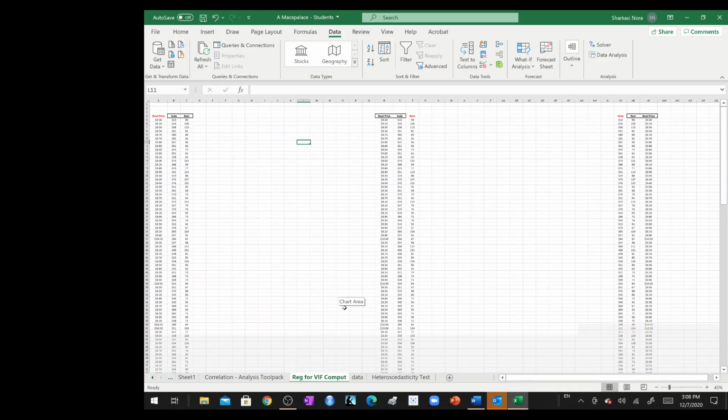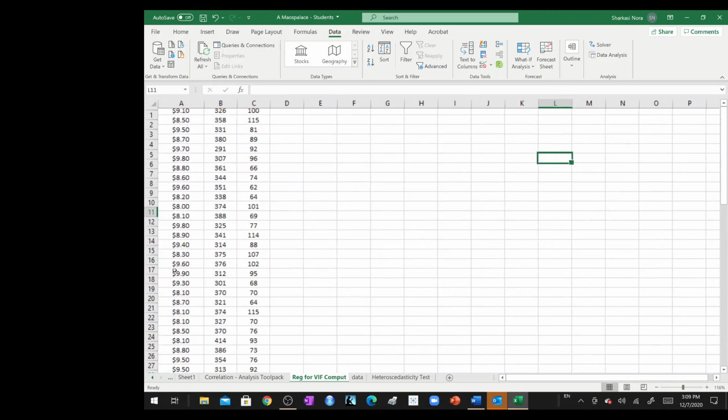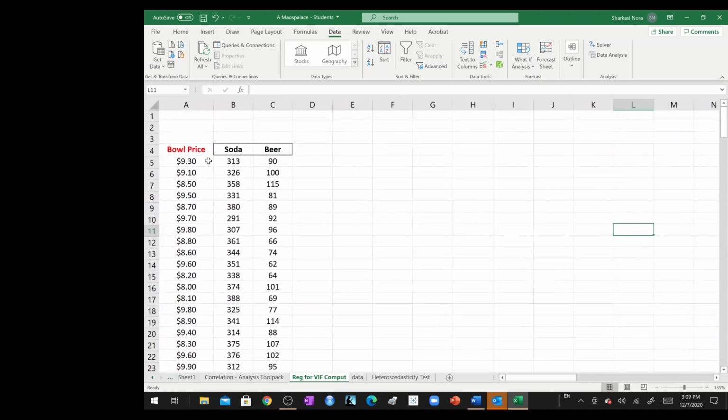And the VIF value is basically it could be obtained from Excel through multiple steps. Usually with SPSS, you get it easily. With R software, you get it also easily. But this variance inflation factor, the VIF, the variance inflation factor, we can get it by the following. Let me show you how we get it.